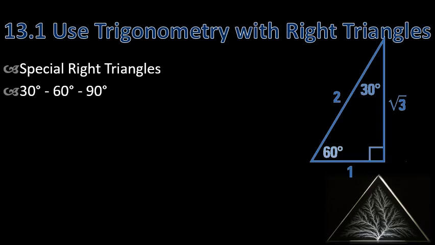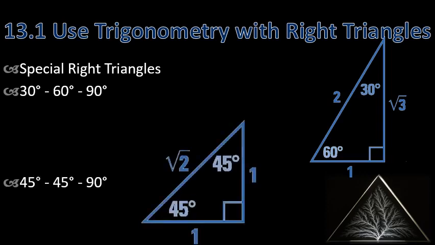Memorize that triangle. The other is the 45, 45, 90, whose sides are 1, 1, and square root of 2. Memorize that triangle also. And you also need to memorize the formulas for sine, cosine, tangent, cosecant, secant, and cotangent. Lots to memorize in this lesson. All right, we'll use these by then using them to find the exact values of things like sine of 60 or cosine of 45.